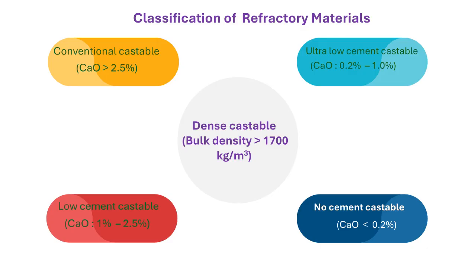The fourth category is no cement castables. It contains less than 0.2% calcium oxide, and that small amount comes only as a natural impurity in the aggregates. No cement is intentionally added. Strength development occurs through alternative bonding mechanisms, such as chemical bonding, rather than cement hydration. Because of this, no cement castables offer the highest temperature capability and superior performance.